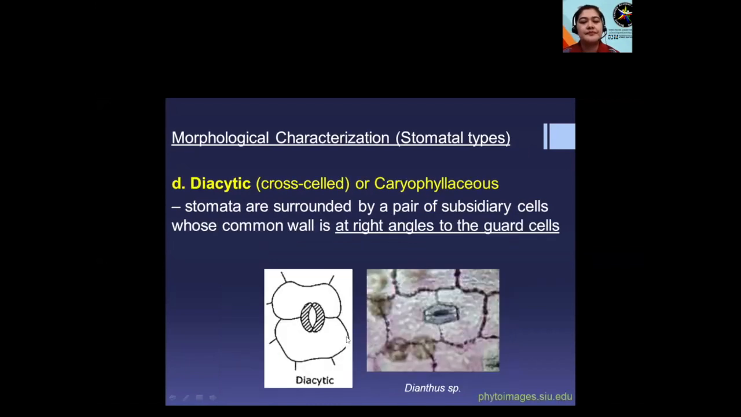Okay. Next, we go to diacitic or cross-celled. From the term cross-celled, alam na natin yan, hindi siya parallel. Kabaliktaran nung parasitic. And we find this in Caryophyllaceae. Okay? So this would be the guard cells at ito ang ating subsidiary cells nakahalang. Kaya siya diacitic. Now, an example given here is Dianthus. So this would be our guard cells. Nakahalang sa guard cells ang ating subsidiary cells. Okay? So kabaliktaran ng parasitic.